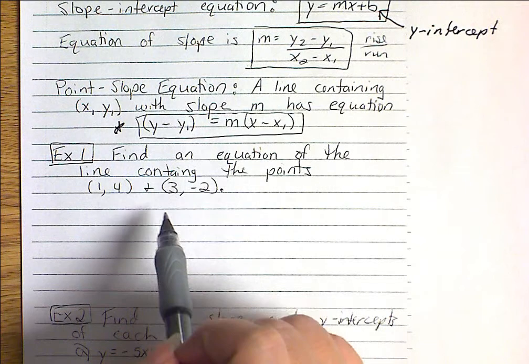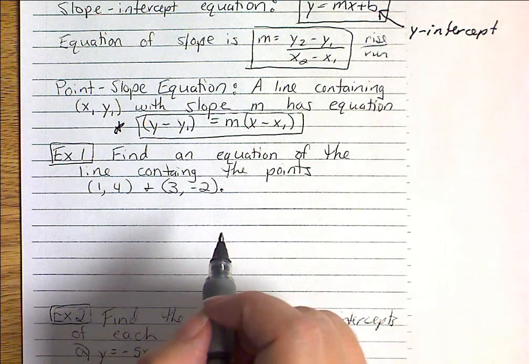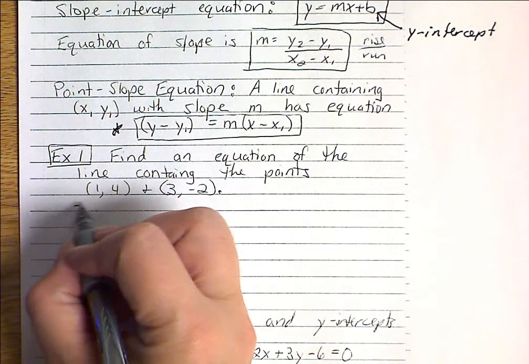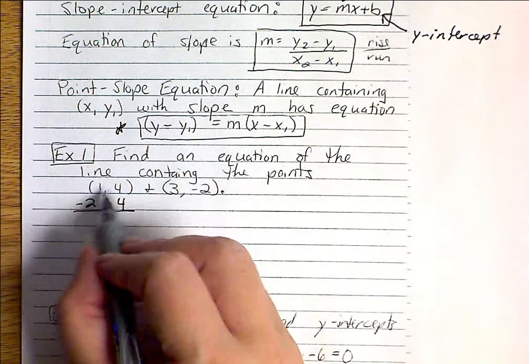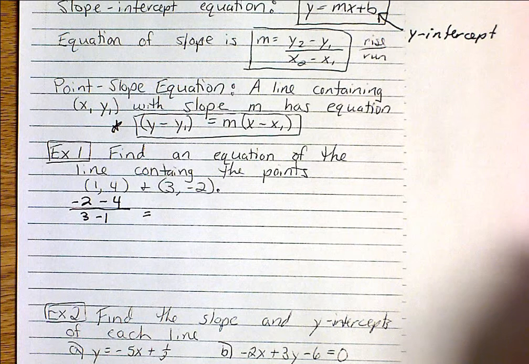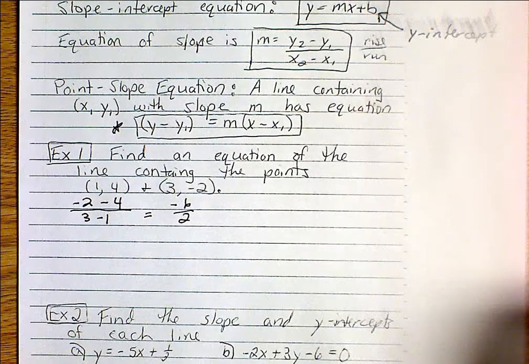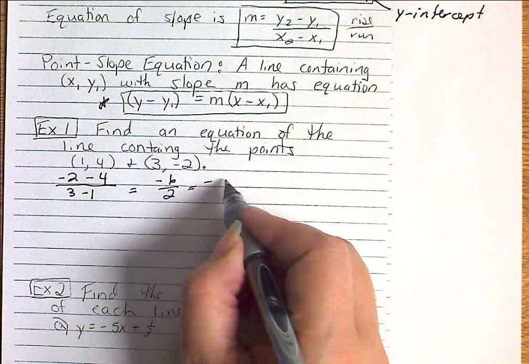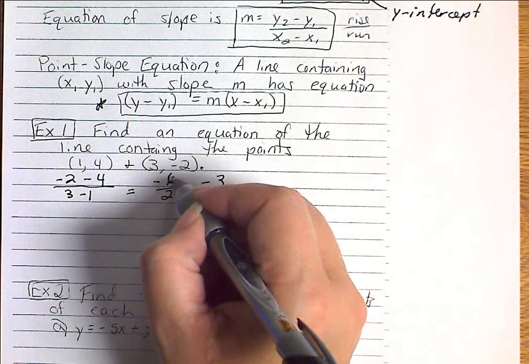Example 1 says to find the equation of the line containing these 2 points. So how do I find the slope of this line? I'm going to go -2 minus 4 over 3 minus 1. Yep, you're right. -6 over 2. So it's going to be a -3. Now we have our slope.